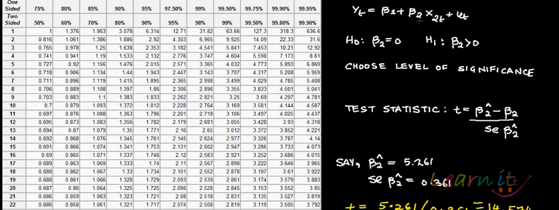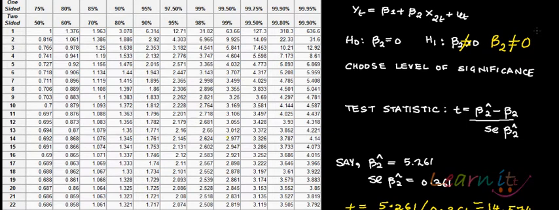In case this variable is not at all significant, then the parameter value should be equal to 0. Now we want to test whether this is significantly different from 0. Different could be greater than 0 or less than 0. So in this case, your alternative hypothesis would be beta 2 not equal to 0. We did the case in which beta 2 was greater than 0.